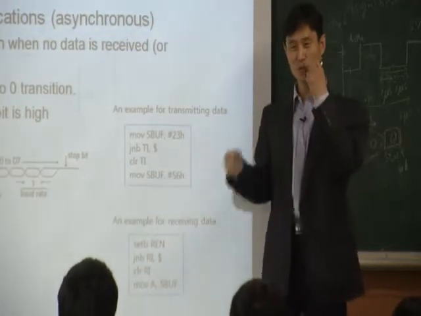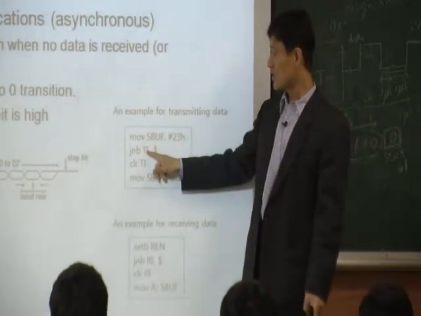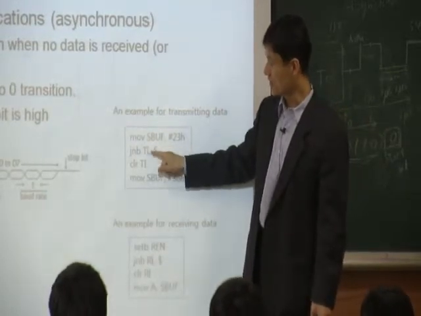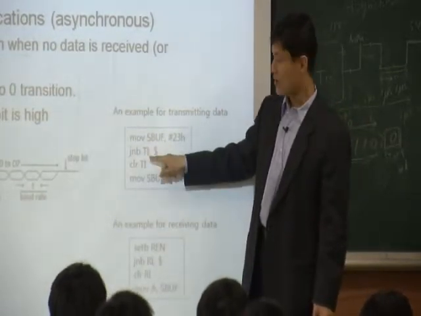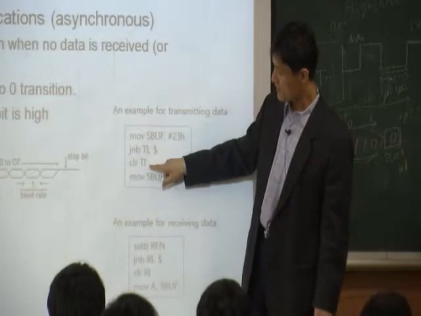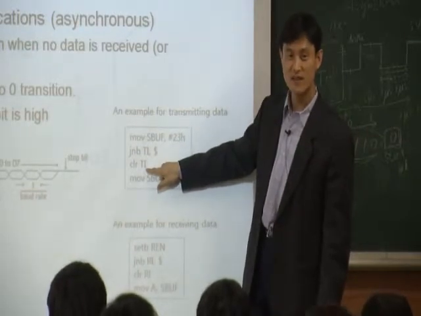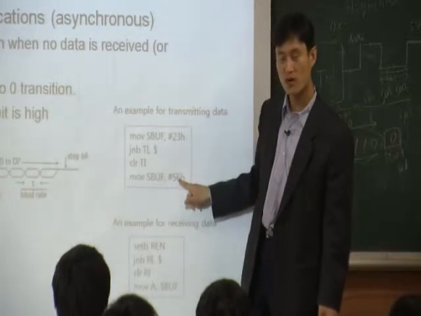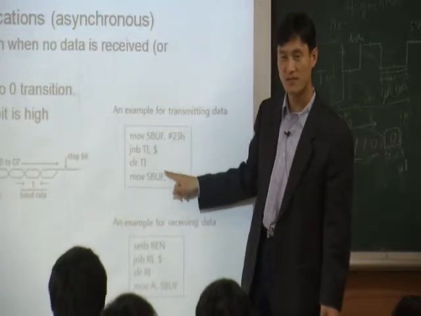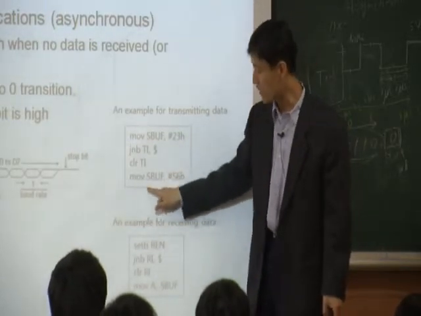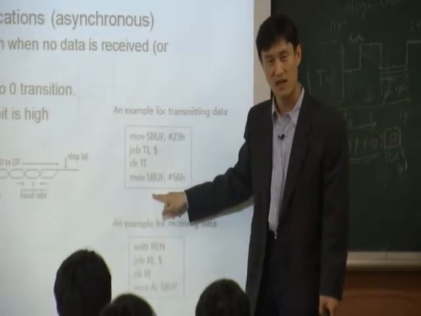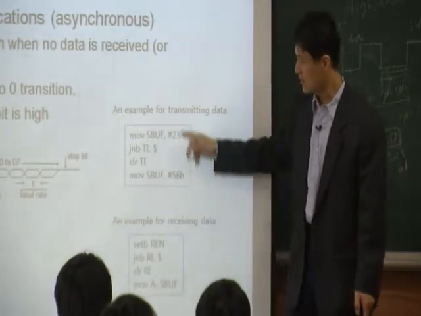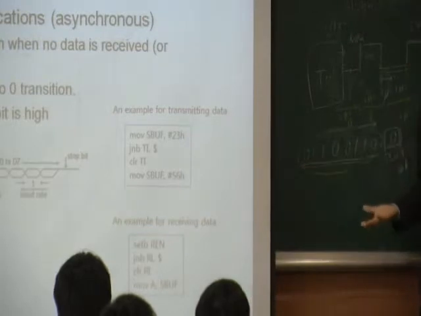Because what I need to do is just watching. So you are basically waiting until the TI becomes 1. Once the TI becomes 1, now what do you need to do? You need to clear TI. Then you are transmitting, or you are copying the next value. And once you do that, again, you have to do this one, JNB TI. So this is how you do it in transmitting.